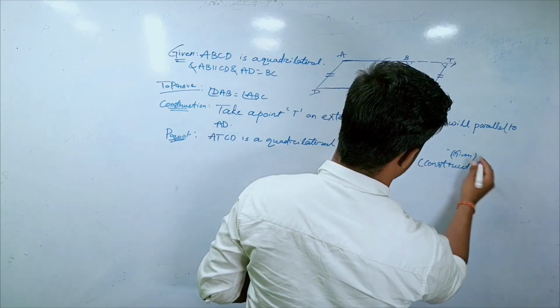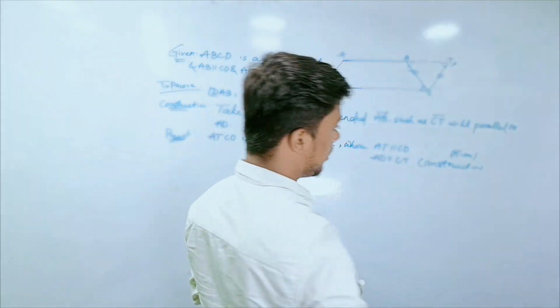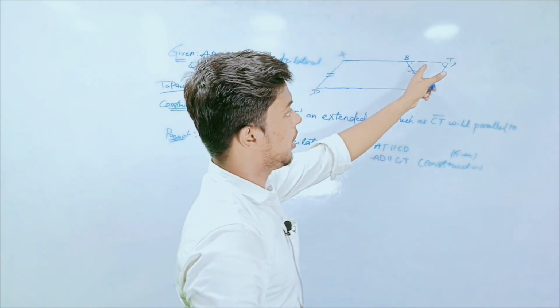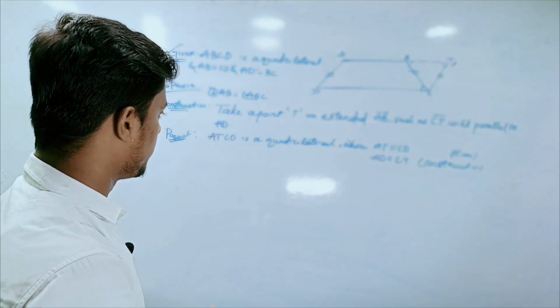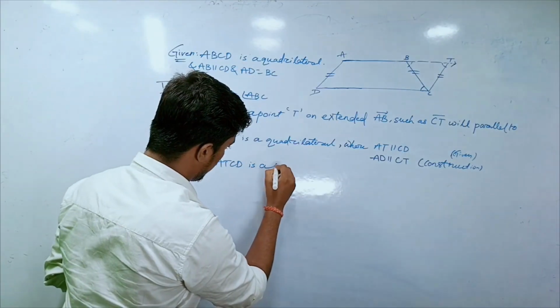Okay, you have to write this way. If you are writing AT parallel to CD, you will write it is given, because it is given AB parallel to CD. If AB is parallel to CD, then any point we take on AB will be parallel to CD. You can write it as given. That implies you can write ATCD is a parallelogram.